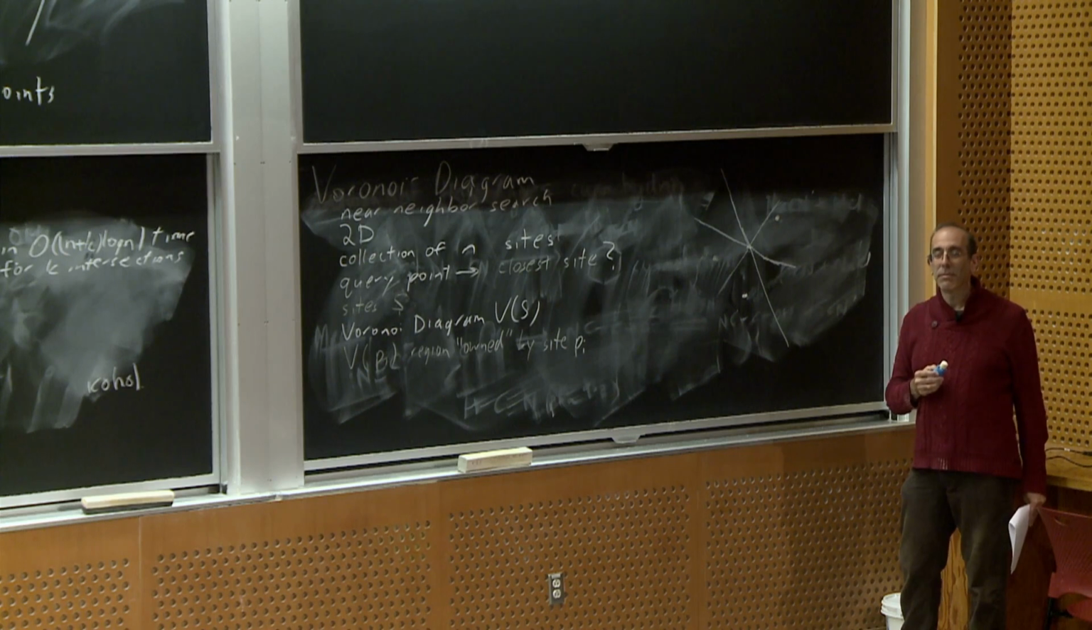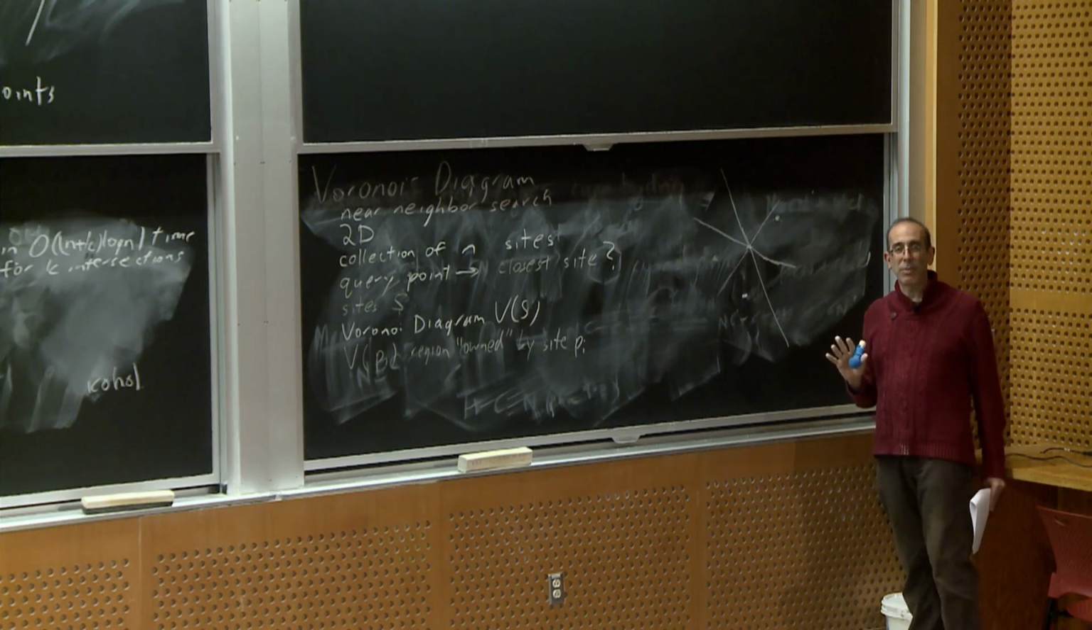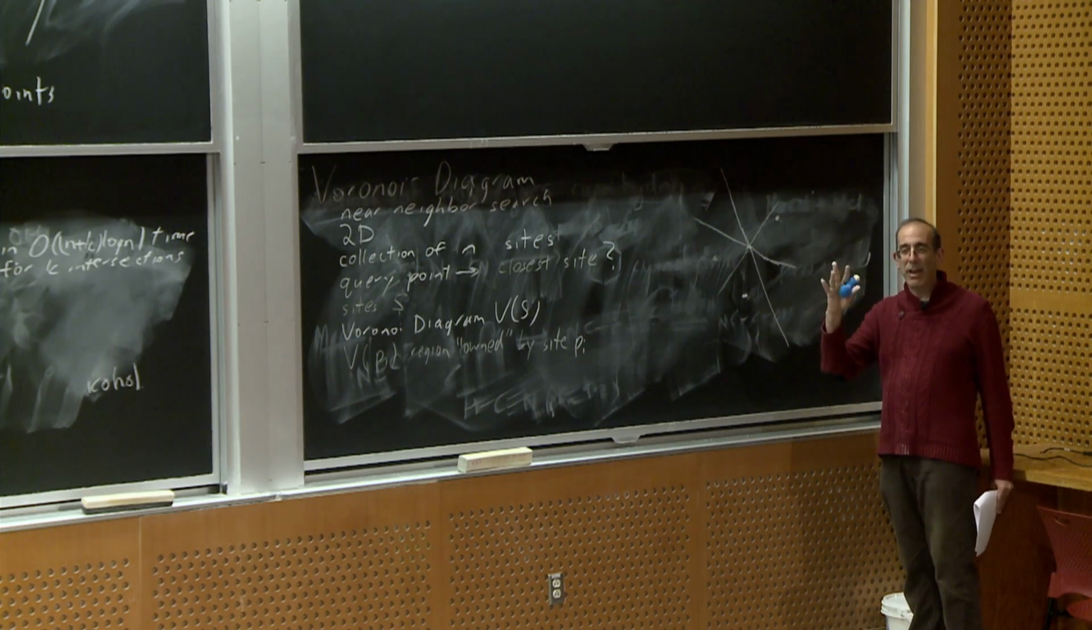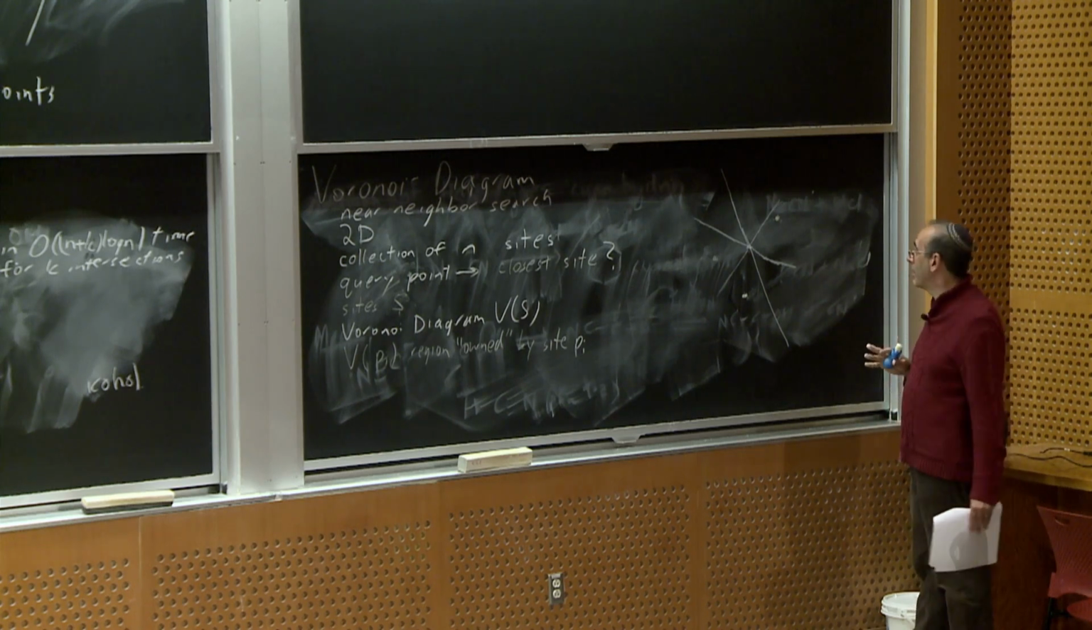Yeah. I mean, there's like 6 orderings of who's closest to you. Exactly. So the 6 regions actually define more than the closest site. They specify the order of your distance from the 3 different points. But we don't care about that. We only care about the closest site.